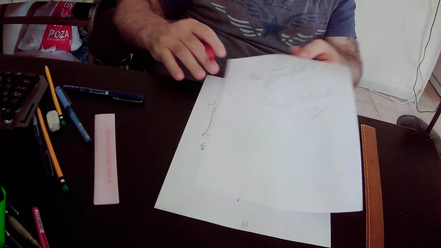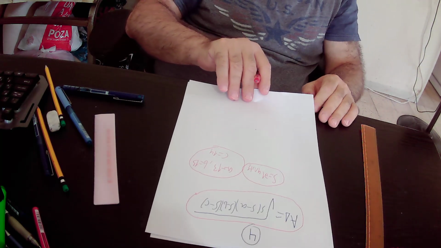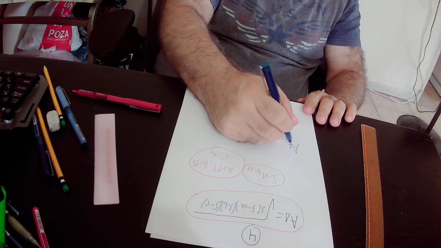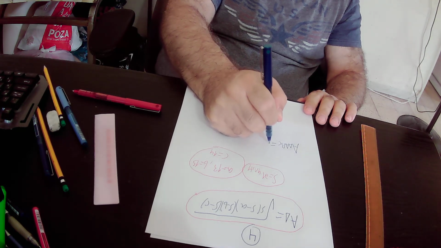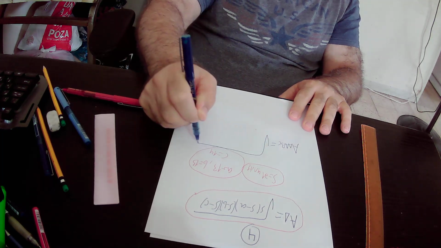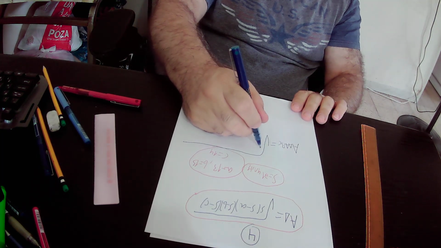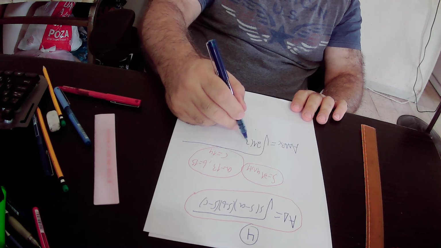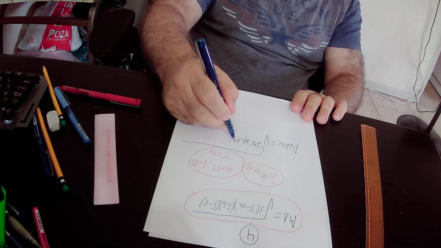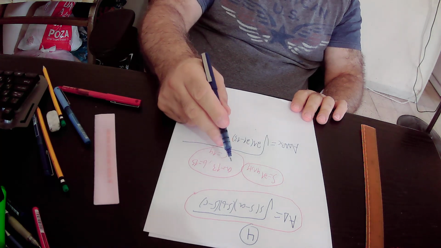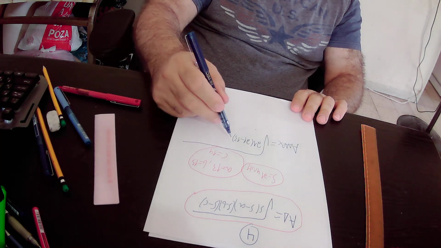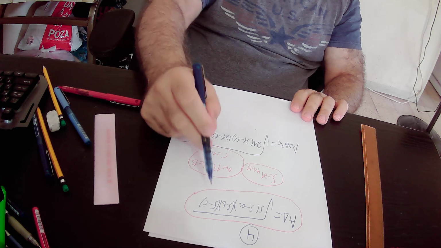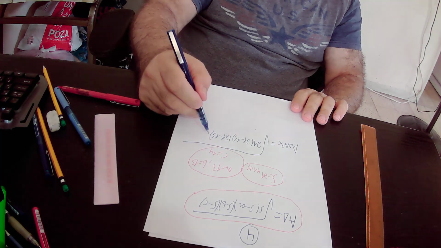So the area of our triangle ABC will be equal to the root of S, which is 21, times S minus A, which is 21 minus 13, S minus B, which is 21 minus 15, and S minus C, which is 21 minus 14.